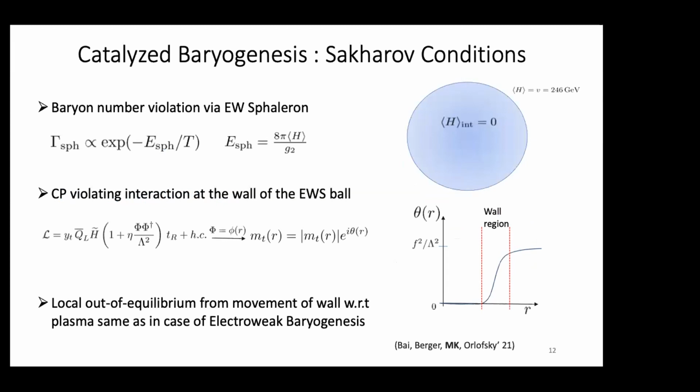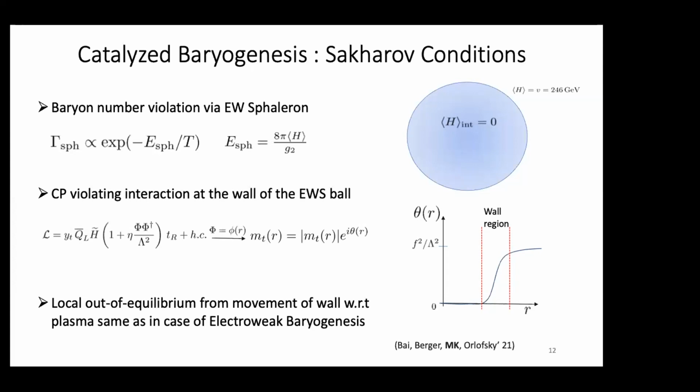Let me first explain how to get the Sakharov conditions to do the baryogenesis. As I explained earlier, you have the electroweak sphaleron rate, which has an exponential dependence on E_sphaleron divided by the temperature, and E_sphaleron depends on the vacuum expectation value of the Higgs. Now, if the ball has vacuum expectation value 0 inside, that means there is no exponential suppression inside, but outside you can have a much larger suppression. So you have this baryon number violation active inside rather than outside.